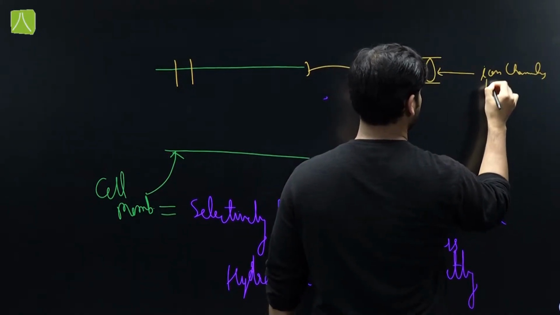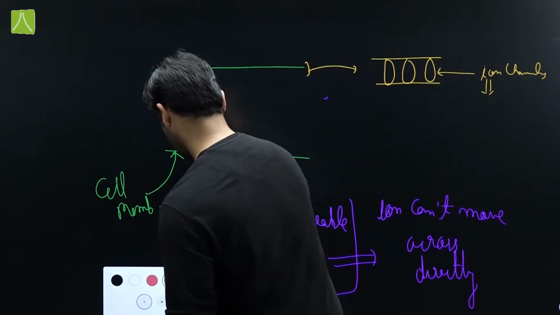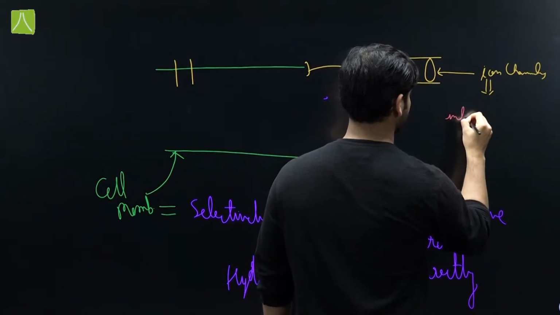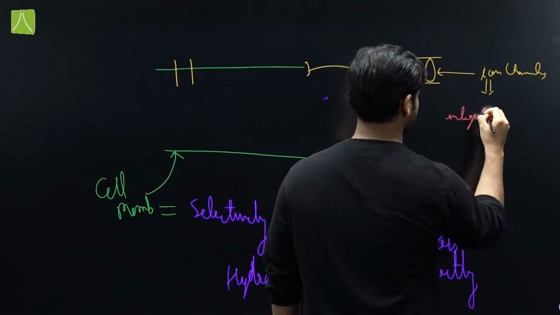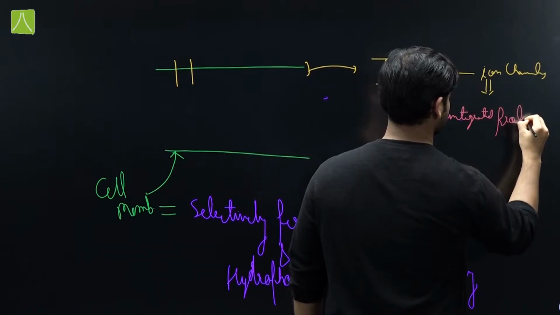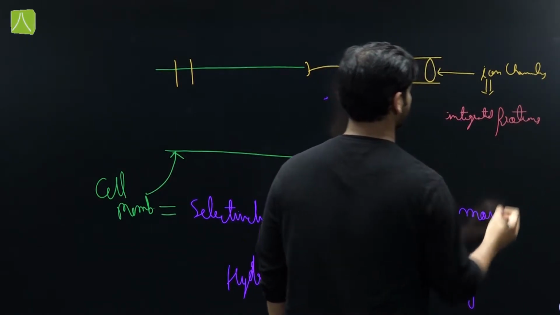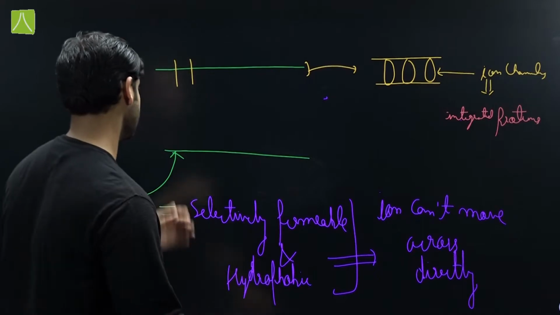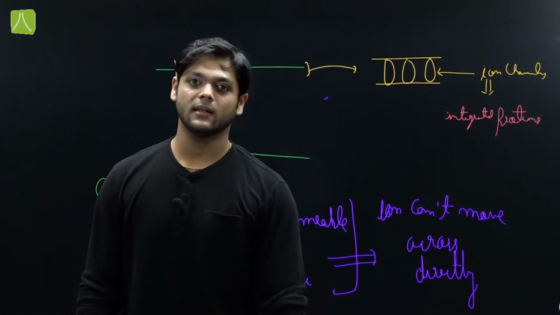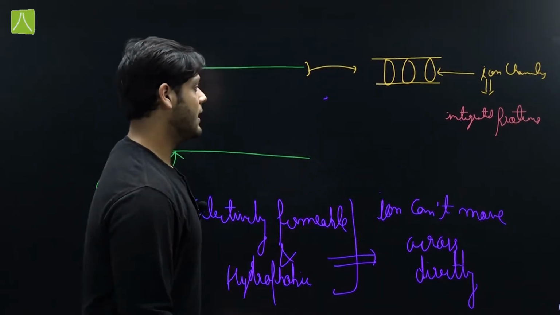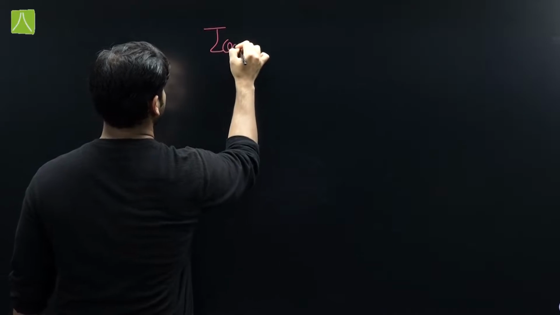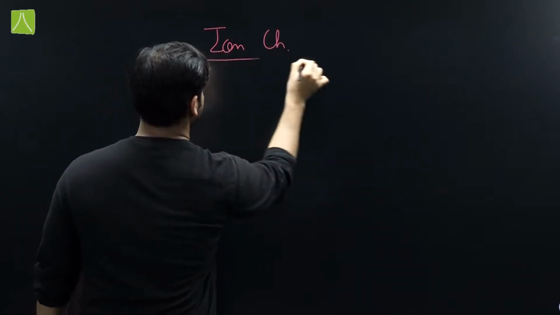Ion channels. And which substance makes these ion channels? Integral proteins. Integral proteins make these ion channels. So now, the question is, we understand what an ion channel is. What types of ion channels are there? We can classify ion channels according to their status.